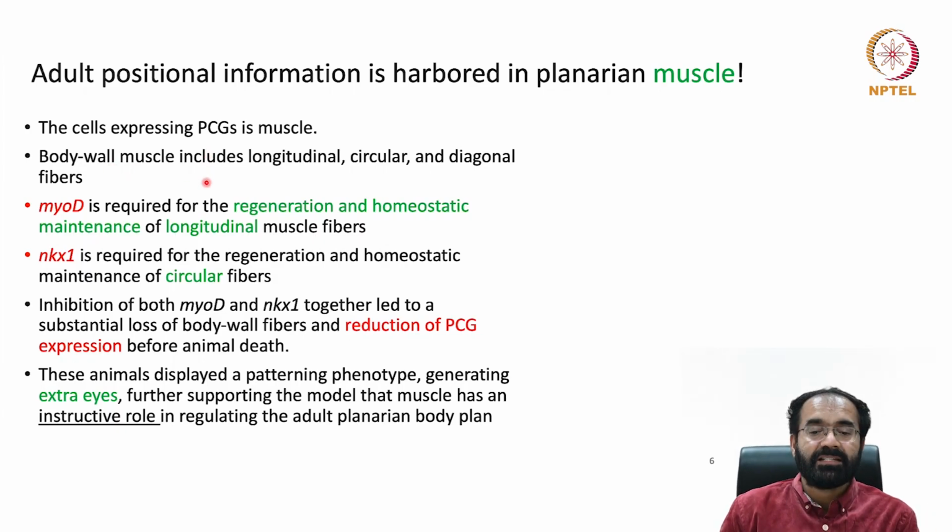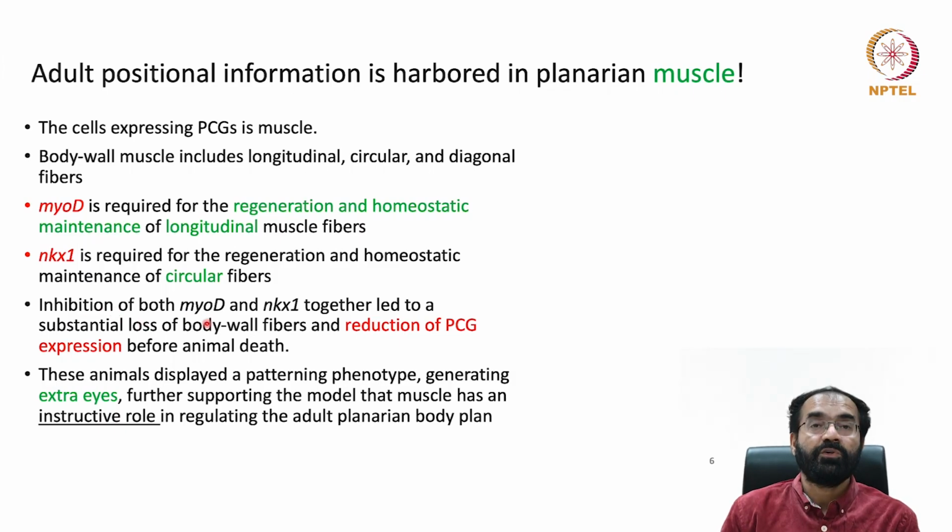So body wall muscles include longitudinal, circular and diagonal fibers across the anterior-posterior axis, dorsoventral and lateral axis, that is the circular, and then tangential, angle to angle. So they are the diagonal fibers. These are the main muscles. Each of them has some position control gene or other expressed. So MyoD is required for the regeneration and homeostatic maintenance of longitudinal muscle fibers. Another gene, NKX1, is required for the regeneration and homeostatic maintenance of circular fibers.